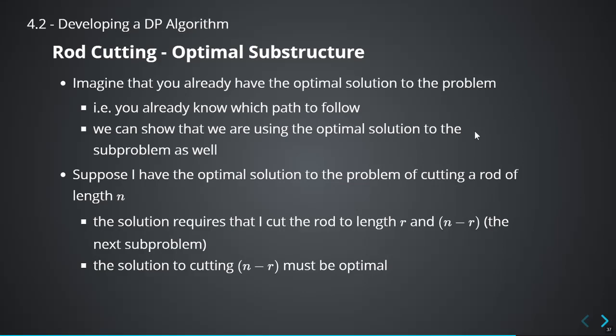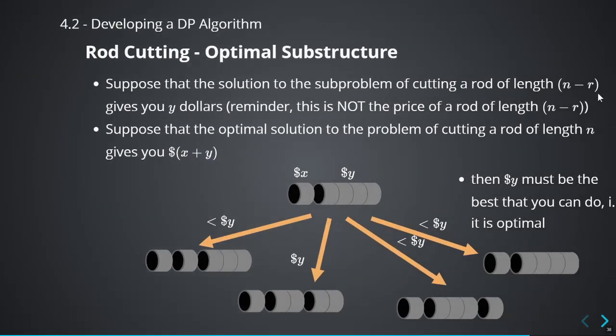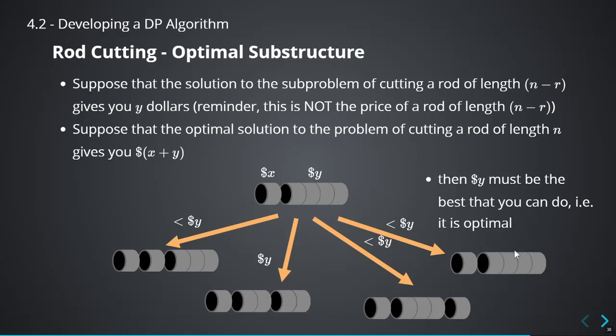So let's say I have the optimal solution of cutting a rod of length n. Let's just say length 4. If I know the optimal solution of cutting a rod of length 4, that means I have looked at all the subproblems. Cutting rod 4 can be broken down into, let's say, 1 and 3, 2 and 2, 3 and 1, or just 4, no cuts. So I look at all the solutions and I know the best one. Let's say 1 and 2 is the best I can do. So my optimal solution is going to be y plus x, where y is the value I get from a rod of length 4, and x is just the value of a rod of length 1. So my optimal solution for this problem is just x plus y.